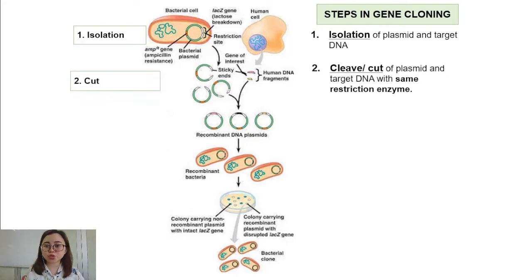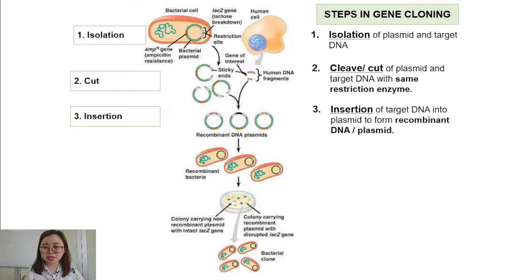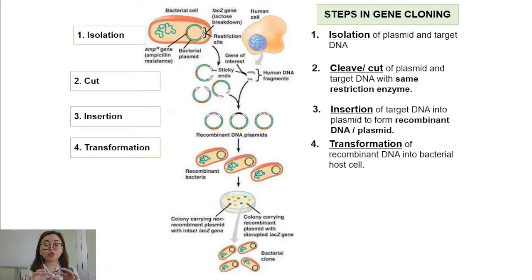The second step is to cut. We will cleave or cut the plasmid and the target DNA with the same restriction enzymes. In this one, we're going to use the enzyme EcoRI. The third step is insertion. We're going to insert the target DNA into the plasmid to form recombinant DNA plasmid. And then, of course, we're going to stick them with DNA ligase and then continue with step number 4, which is transformation. Transformation of recombinant DNA into bacterial host cell.